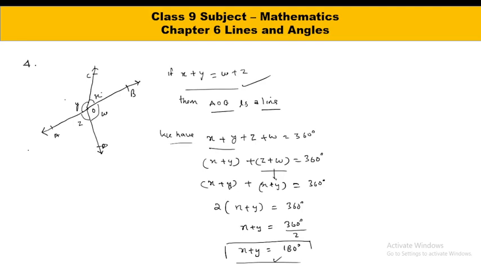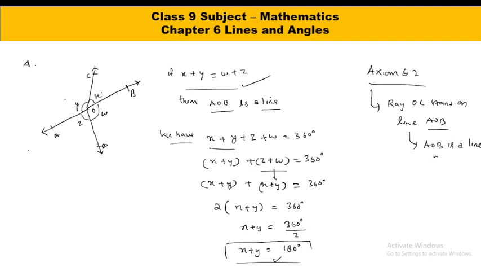If it is happening in this way, then with reference of axiom 6.2, we can say that if the sum of two angles is 180 degree, then ray OC stands on line AOB. So with reference of this, we can say AOB is a line.